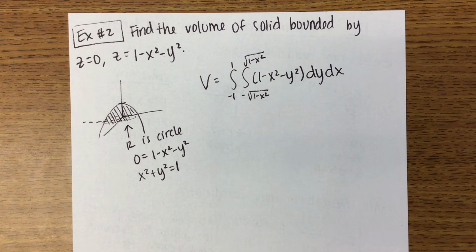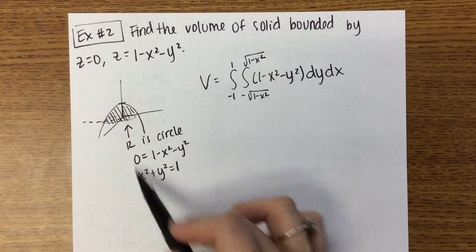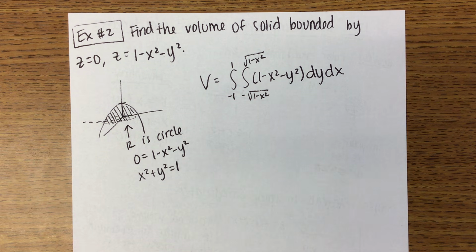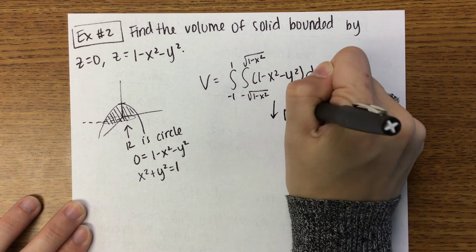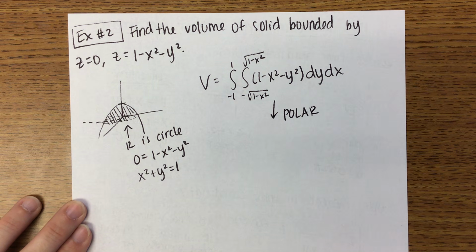Okay, so rectangular is certainly an option. Does this look to be the ideal way to integrate? No. Anytime that your R is a circle or something circular, you're going to want to use polar. So that is one option. You could certainly integrate that if you want to. I'm going to convert to polar instead.